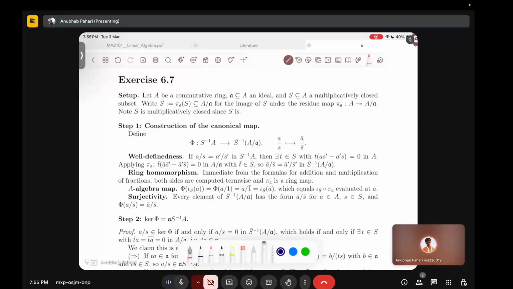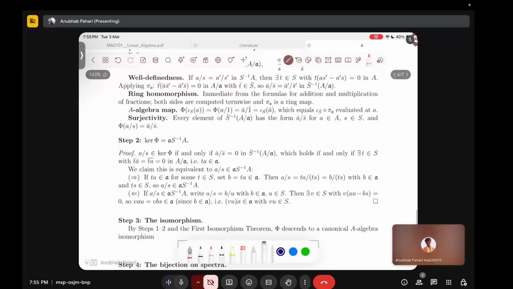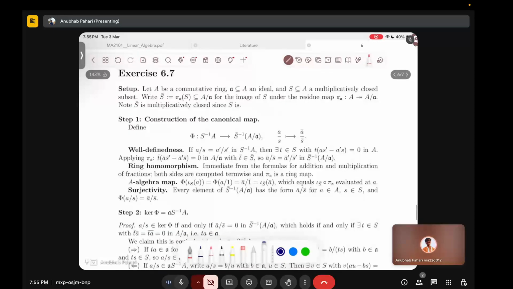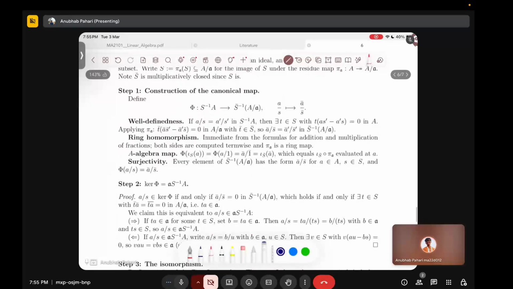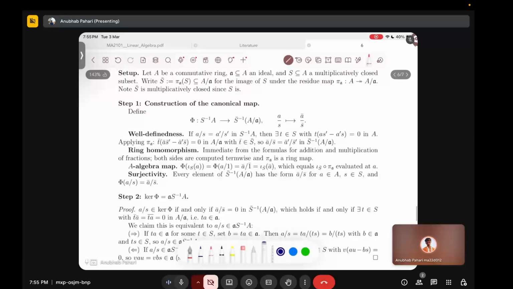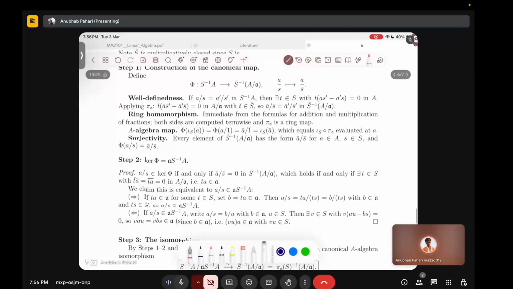To check ring homomorphism, you can check by yourself that these are fairly routine calculations, and this will be an algebra map because φ of a is φ of a/1, which is ā/1̄, which is the structure map of ā, which equals the structure map of φ evaluated at a. And surjectivity: every element of S̄⁻¹(A/𝔞) has the form ā/s̄ for a belonging to A and s belonging to S, and φ of a/s equals ā/s̄.